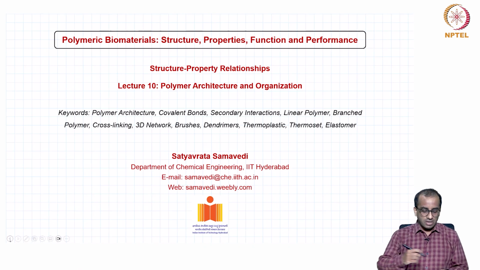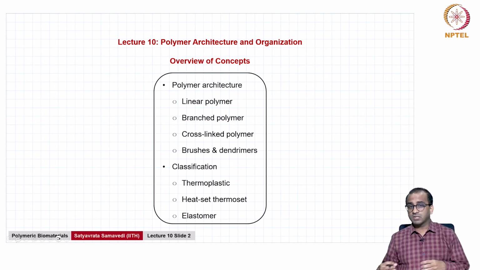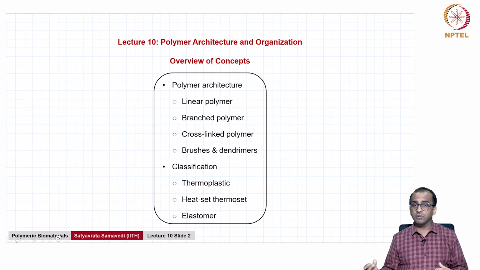organization. So what we have done so far is slowly build up in this course, right from looking at how monomers can be joined to form short chains, and then those chains can grow to form long chains, and we have seen how placement of side groups can impact properties. We saw how end groups can impact certain types of functionality.